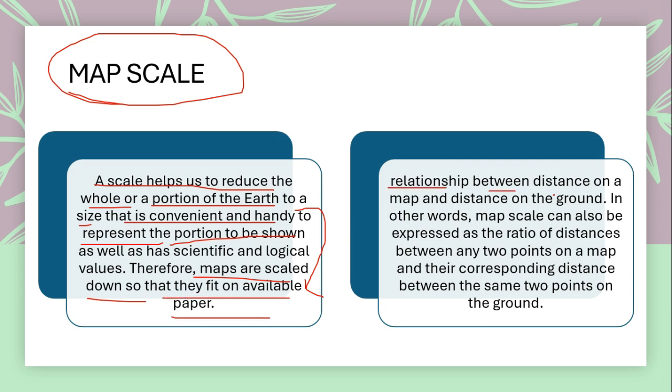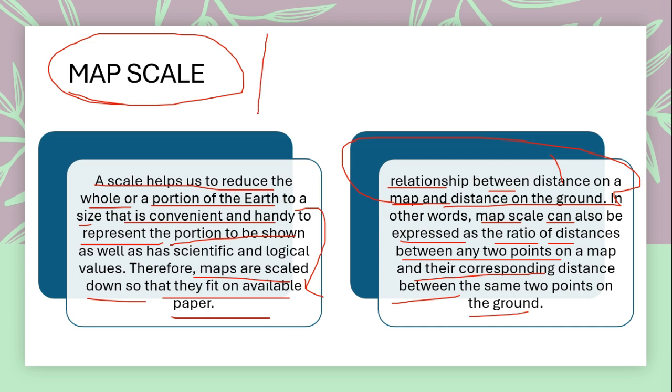So relationship between distance on a map and distance on a ground is known as map scale. In other words, map scale can also be expressed as the ratio of distances between any 2 points on a map and the corresponding distance between the same 2 points on the ground.